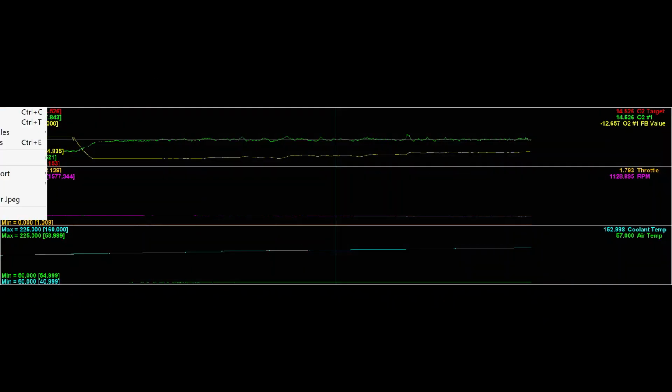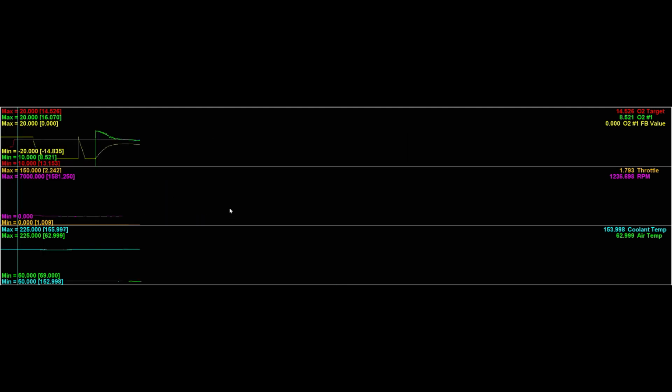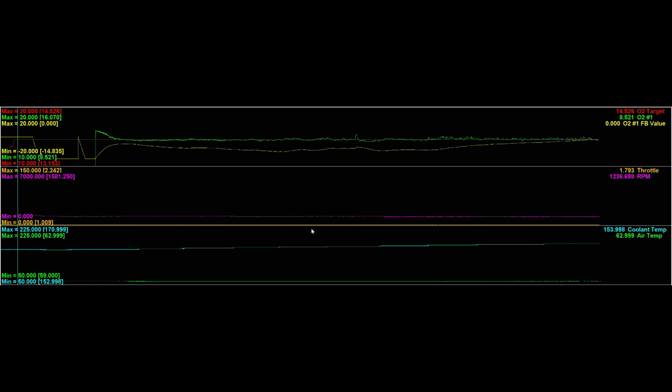Okay, so next, let's switch over to the warm idle log. I'll load up the warm idle log and we'll wait for it to load up here on the screen. We'll talk about what we're seeing here.